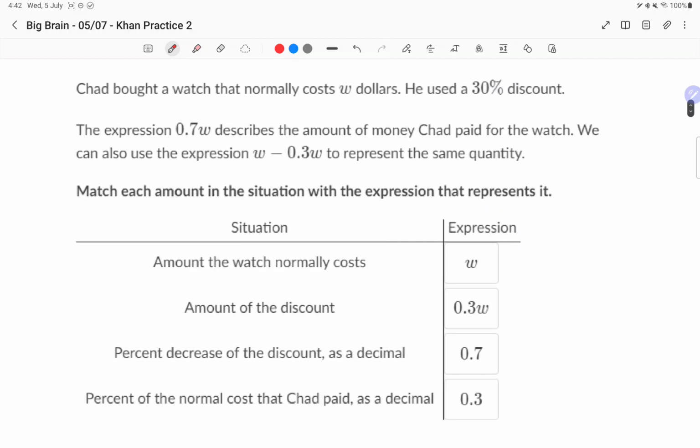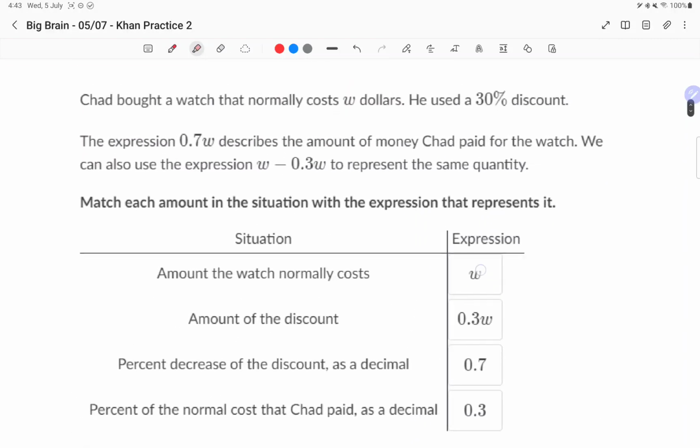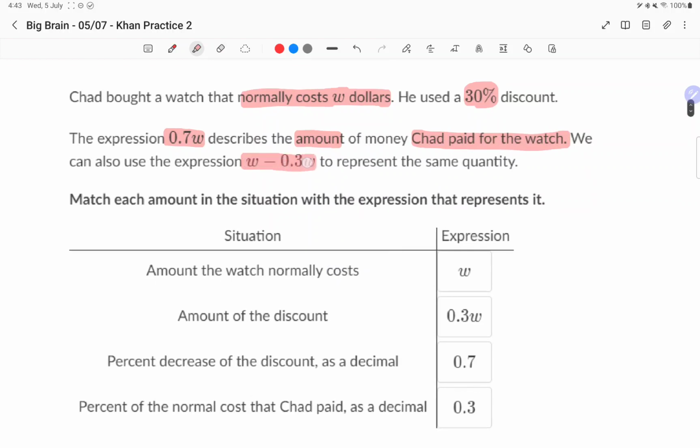Now we're going to a slightly harder question. Now this one is about interpreting a worded question. I'll go through a few examples for you guys. This is the first one. Chad bought a watch that normally cost W dollars. He used a 30% discount. The expression 0.7W describes the amount that he actually paid for the watch. And we can also say W minus 0.3W to represent the same quantity. Match each amount in the situation with the expression that represents it.